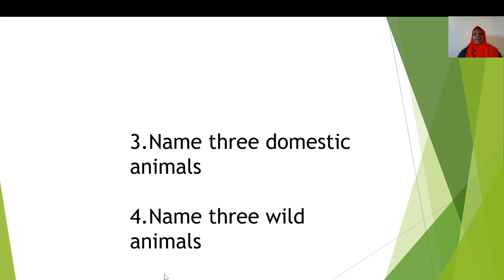Number 5, bees live in dash. Where do the bees live? The bees live in a beehive. So the exercise is from number 1 to number 5. Do the exercise in your books.